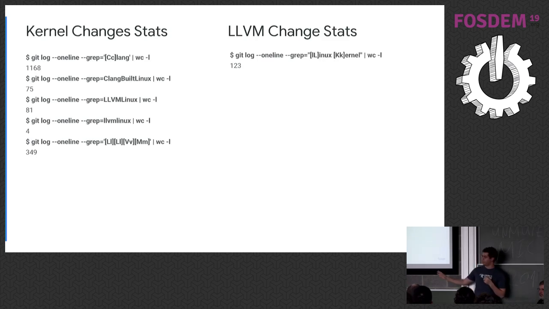These are very rough measurements. I don't know if git grep supports Perl regexes, which probably would have been nicer, but these are very rough counts of commit messages that mention Clang or LLVM in the kernel. Probably lots of the ones that just mention Clang may be related to eBPF. I didn't do any very scientific measurements there. But LLVM also has quite a few commits now that say, hey, this is something that we fixed or implemented because the Linux kernel is making use of it.